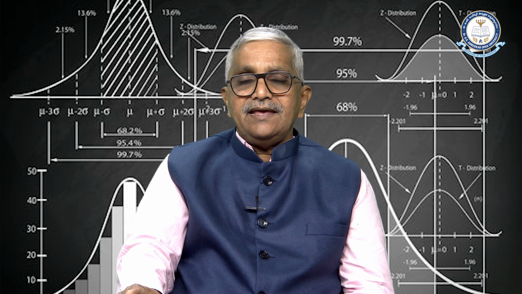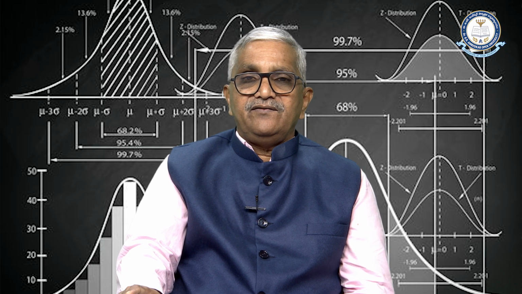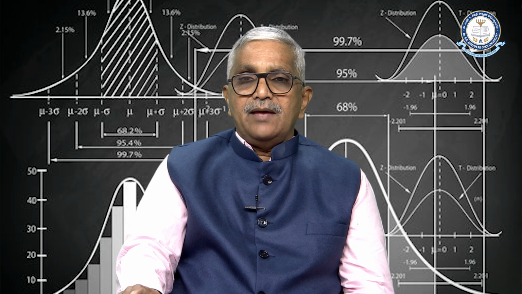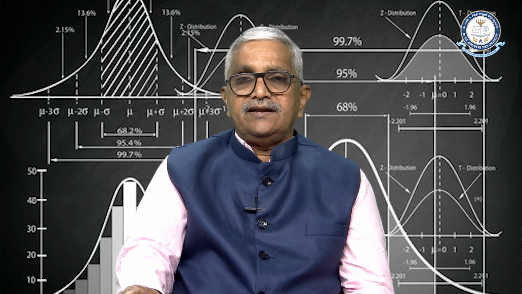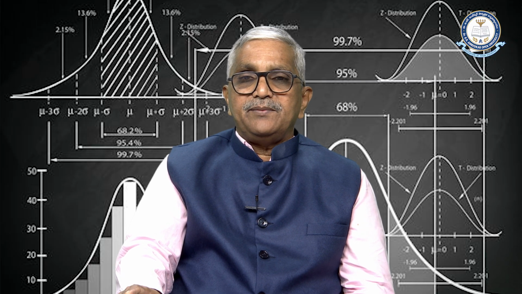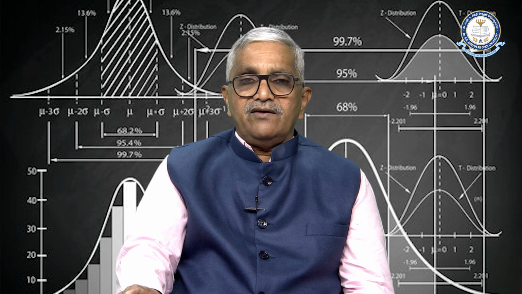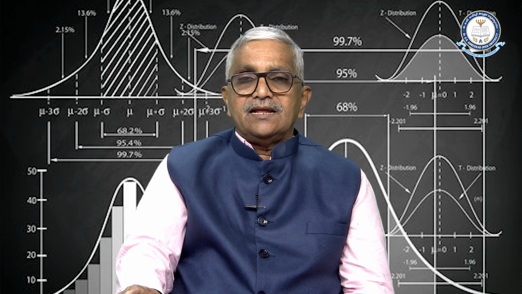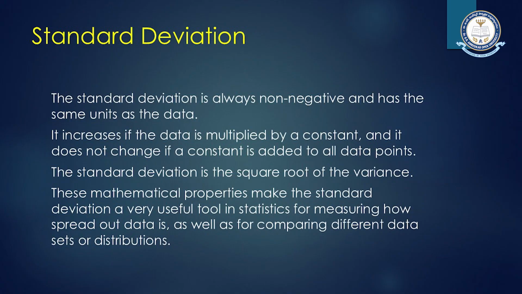So, if we multiply the data, standard deviation will increase. When we add a particular value to each point in the data set, then the standard deviation will not be affected. The standard deviation is, as I already mentioned, the square root of the variance. These mathematical properties make the standard deviation a very useful tool in statistics for measuring how spread out data is, as well as for comparing different data sets or distributions.